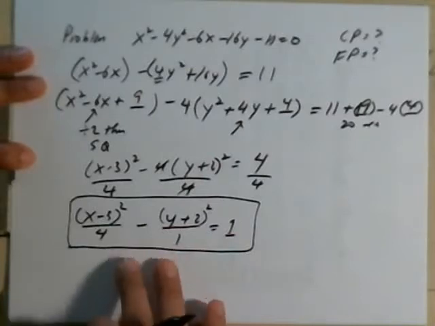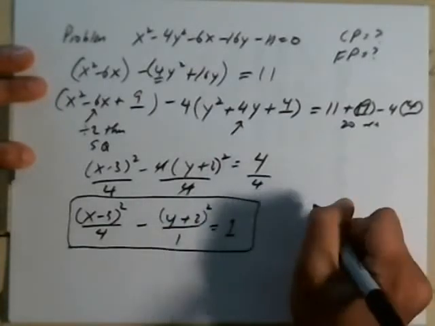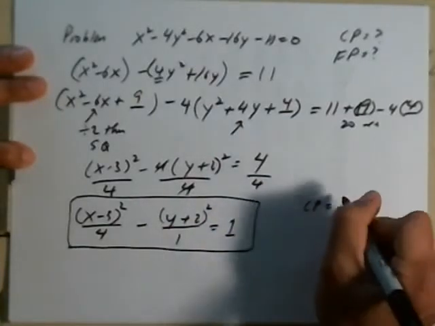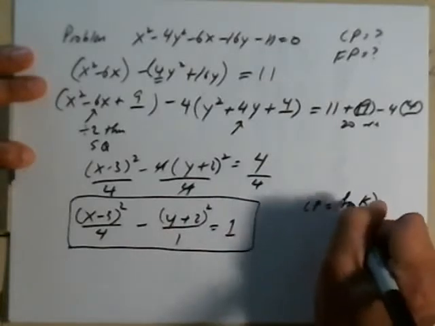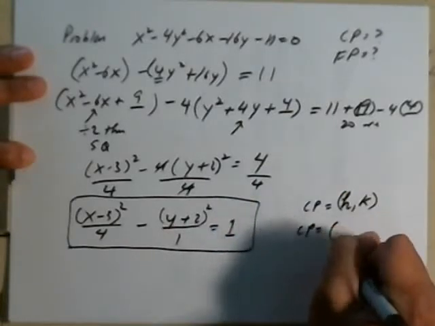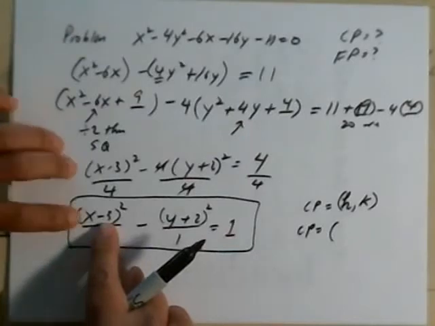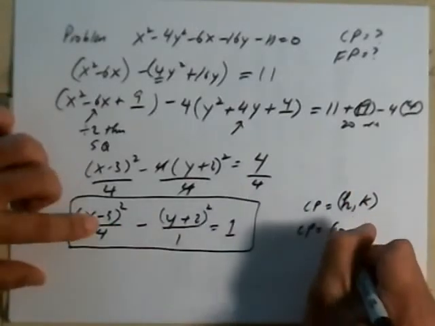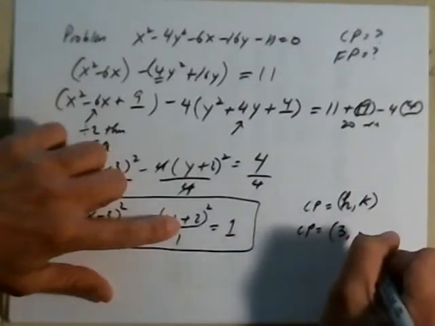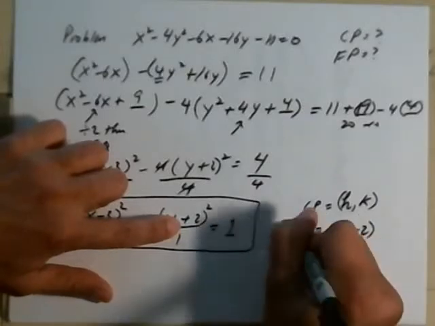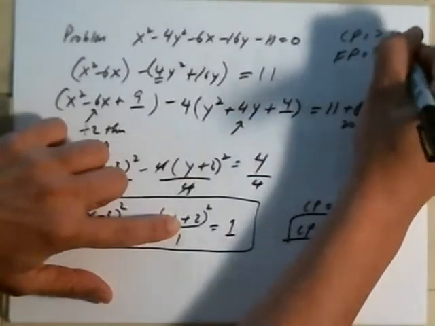First thing you do, once you get into standard form, is find your center point. Your center point is h comma k. h always reflects with the x. It's the opposite of the inside, 3. Opposite of the inside, -2. That's your center point. We found it right there.